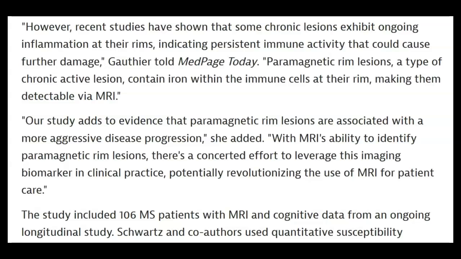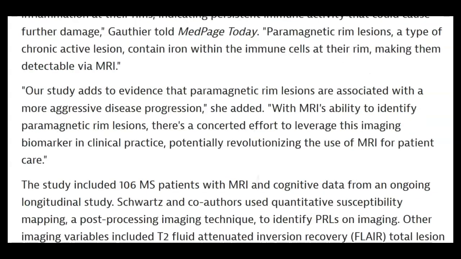Paramagnetic rim lesions, a type of chronic active lesion, contain iron within the immune cells at their rim, making them detectable via MRI. Our study adds to evidence that paramagnetic rim lesions are associated with a more aggressive disease progression, she added. With MRI's ability to identify paramagnetic rim lesions, there's a concerted effort to leverage this imaging biomarker in clinical practice, potentially revolutionizing the use of MRI for patient care.